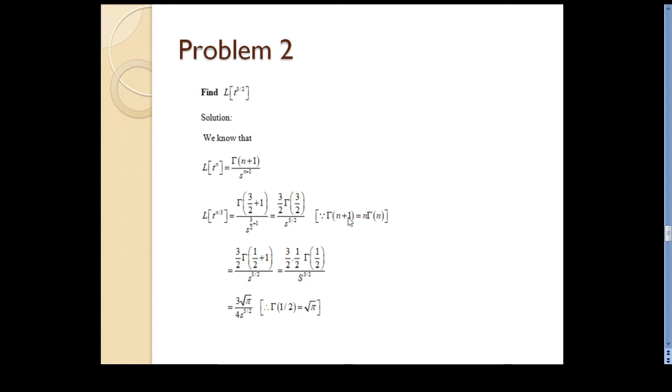Now gamma of n plus 1 equal to n gamma n. So I can write this as 3 by 2 gamma of 3 by 2, where n equal to 3 by 2. Now here again 3 by 2 can be split as 1 by 2 plus 1. On applying this formula, gamma of n plus 1 can be written as n gamma n, 1 by 2 gamma of 1 by 2. That is, gamma of 1 by 2 equal to root pi. After substituting and simplifying, we get 3 root pi divided by 4 s power 5 by 2.